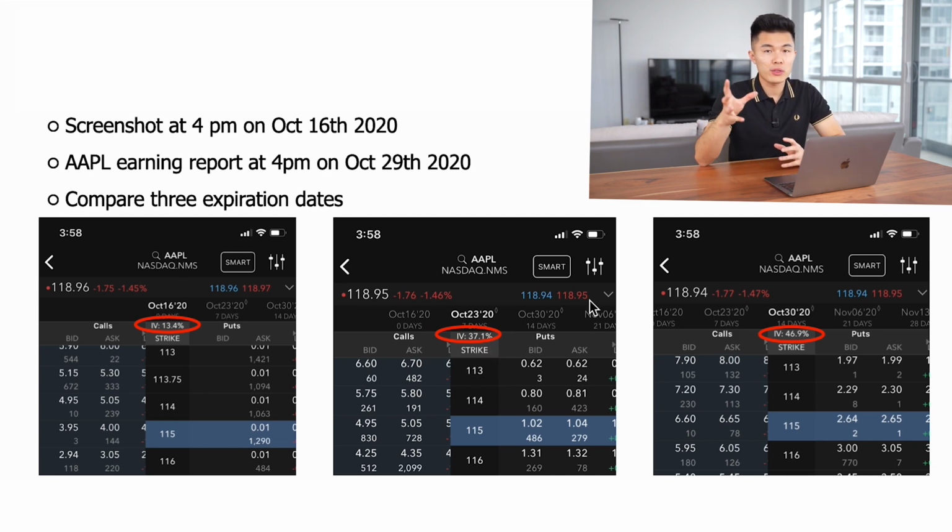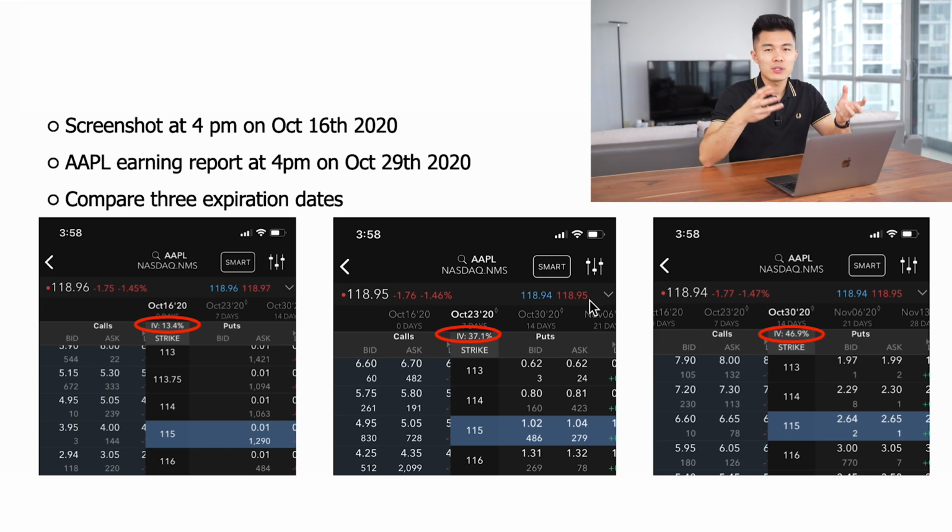Now if you look at October 30th, which is one day after the Apple earning day on October 29th, you can see that the implied volatility has drastically increased to 46.9%. So when it's towards the end of the day, the implied volatility is only 13.4%. A week before Apple's earnings it is at 37.1%, and the day after the earnings it is at 46.9%. If you're buying options, you will pay the most money when the IV is the highest, and you will get paid the most money as an option seller if you sell options right after the earning date.